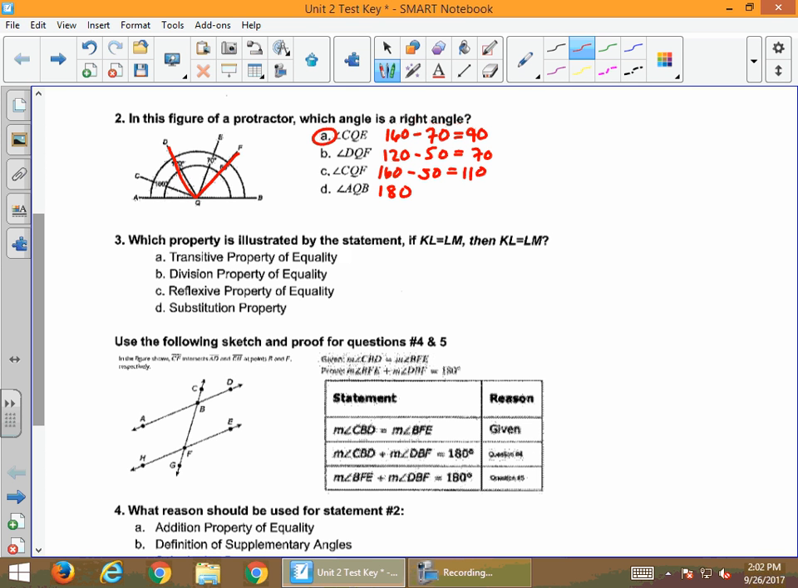Number 3, which property illustrates the statement? If KM is equal to LM, then KL equals LM. So something equal to itself. When something is equal to itself, that is reflexive. That is the property called reflexive.